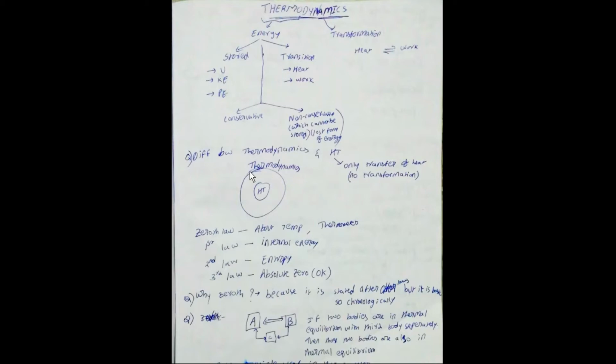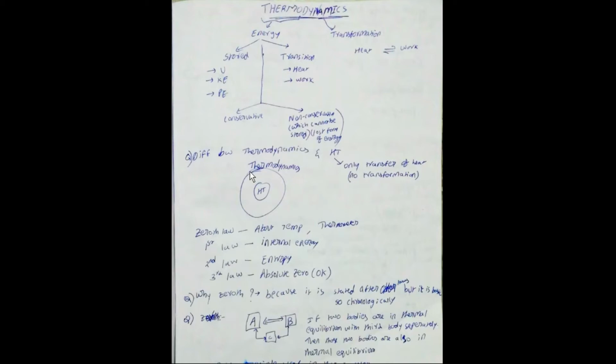Why is the zeroth law named zero? Because it was stated after the first three laws, but it is more basic than they are, as it is related to temperature. So chronologically, it is named the zeroth law.